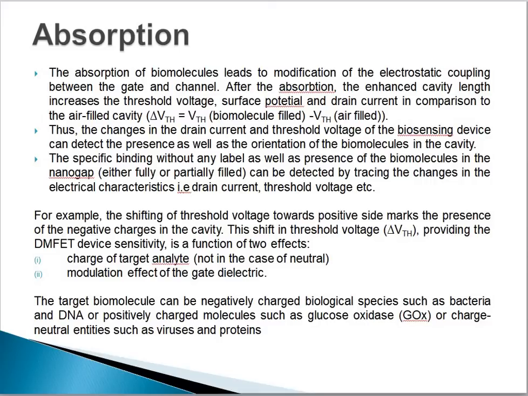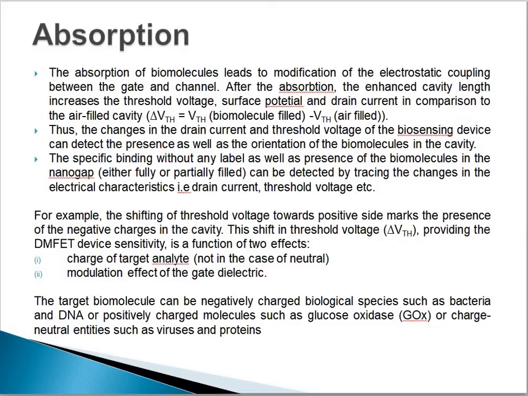By introducing the biomolecule in the cavity region, it will change the threshold voltage of the proposed device. Thus, the change in the drain current and the threshold voltage of the biosensing device can detect the presence as well as the orientation of the biomolecule in the cavity region. The specific binding without any label, as well as the presence of the biomolecule in the nanogap, either partially filled or fully filled, can be detected by tracing the change in the electrical characteristics: drain current, threshold voltage, surface potential of the proposed device.